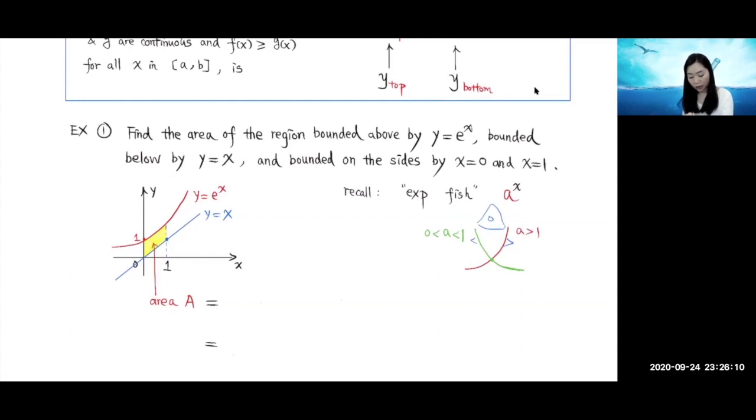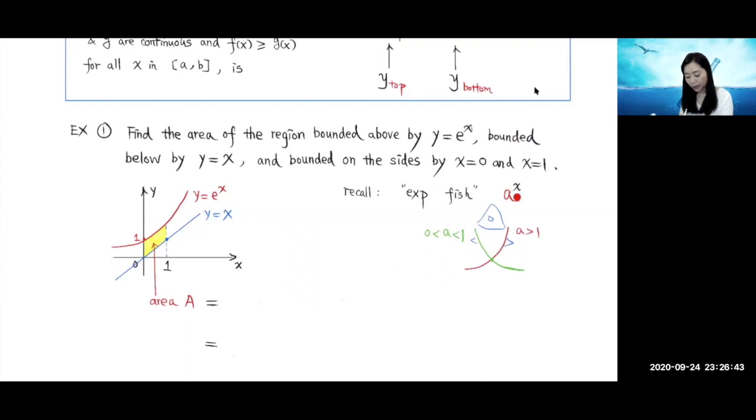Okay. Example 1, find the area of the region bounded above by y equal to e to the x, and bounded below by y equal to x, and bounded on the sides by x equal to 0 and x equal to 1. Now first recall the graph for the exponential function. I made up this exponential fish to help you to remember the graph for exponential function.